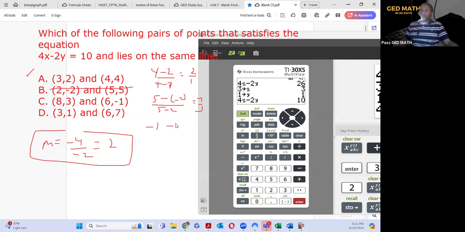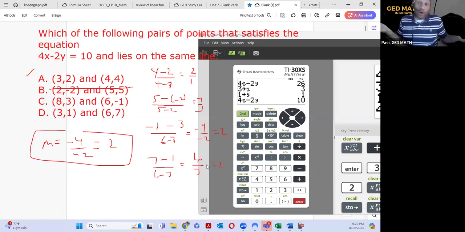Minus 1 minus 3 over 6 minus 8. Minus 4 over minus 2. My slope is 2. 7 minus 1 over 6 minus 3. I get 6 over 3. My slope is 2. So right now, they all have the same slope. So now we got to see what's the, because it lies on the same line.